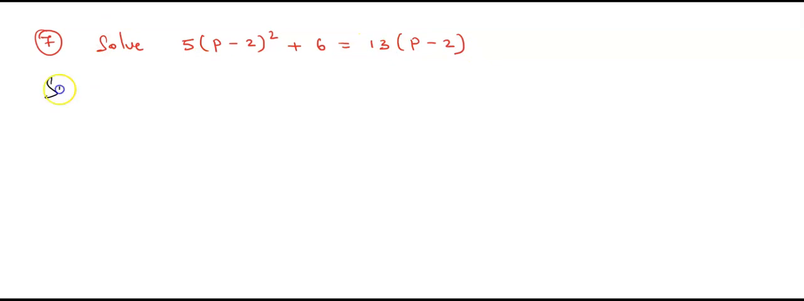As you can see, the next given question was, in the previous class I have given this as a homework, right? So today I am solving those questions, you can just check it out. Next, question number 7 was, solve 5 into p minus 2 whole square plus 6 is equals to 13 into p minus 2. Now solution for this: 5 into p minus 2 whole square plus 6 is equals to 13 into p minus 2.